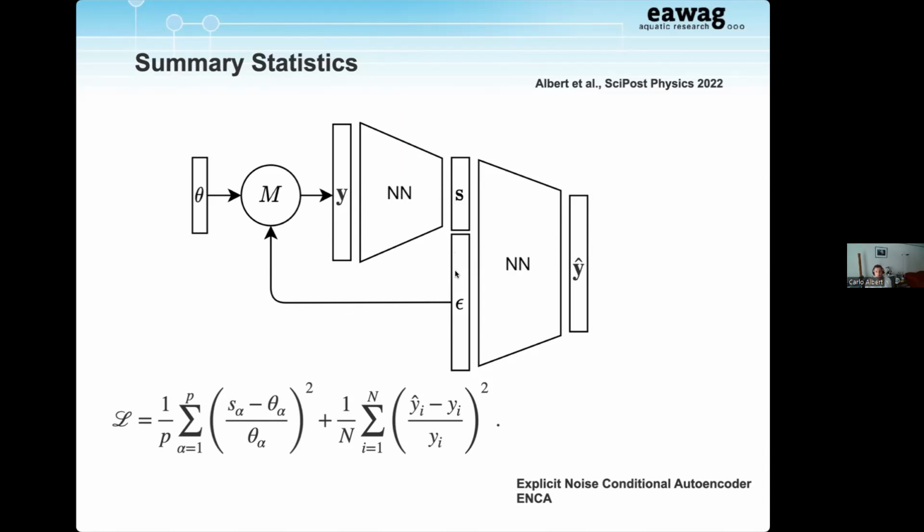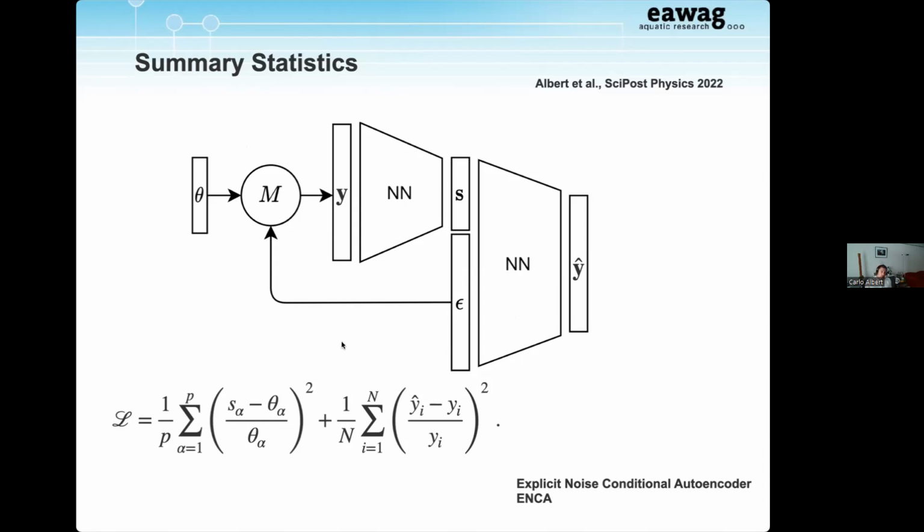Since the decoder has access to the exact noise that has been used to generate the data, it creates an incentive for the encoder to encode all the information in the output that is not noise. And that's precisely what we want. We want the encoder to encode all the information that is coming from the parameters and is not coming from the noise.